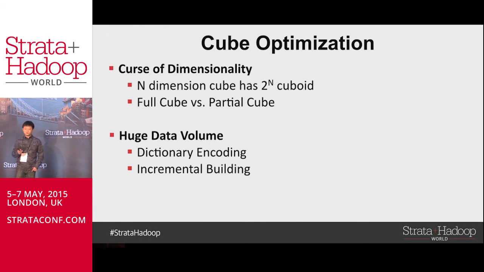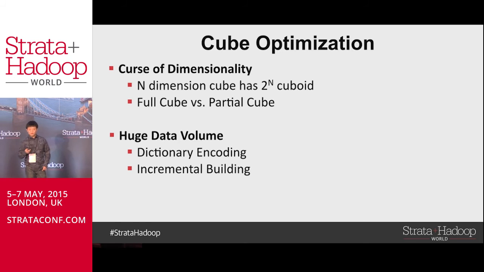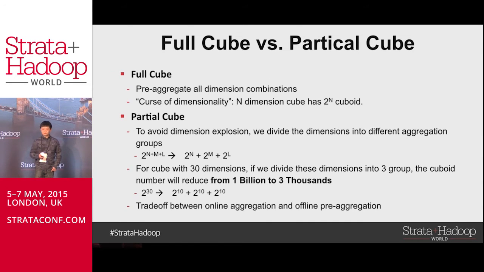I'd like to talk about two optimizations we've done, especially in Kylin, to handle the big data problem we have. So we know cubing has the curse of dimensionality, right? It causes data explosion, like Luke has mentioned. So we have to deal with this with the concept of partial cube. That is, I don't have to generate a full cube, but instead I generate part of it. So let's say, for example, if I have 30 dimensions, to generate a full cube, I'll have to calculate 2 to the 30 number of cuboids. So that is a billion.